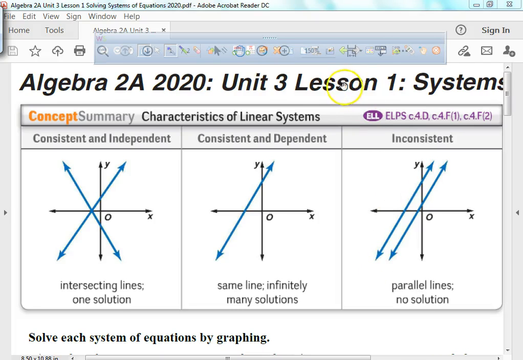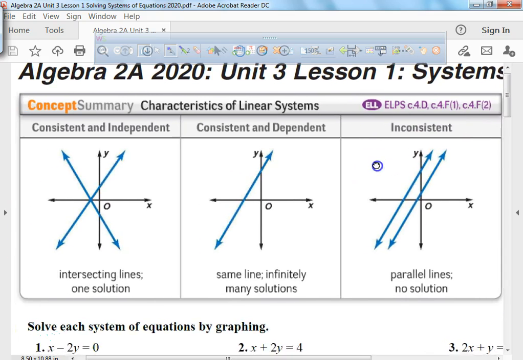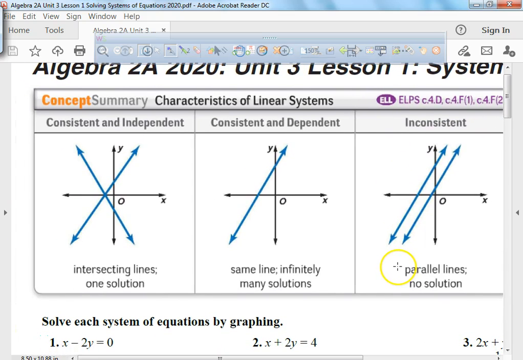Hey, we are in Unit 3, Systems of Equations. All right, this is going to be awesome. We're going to be talking about what happens when you see two lines, okay? So we have three different scenarios here.